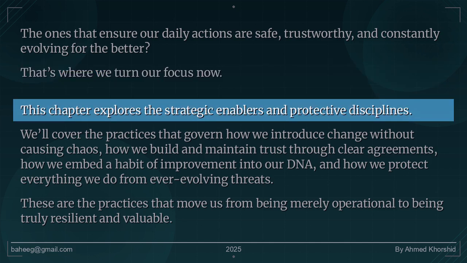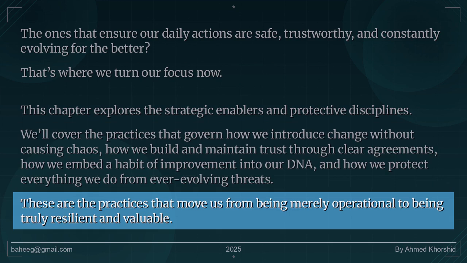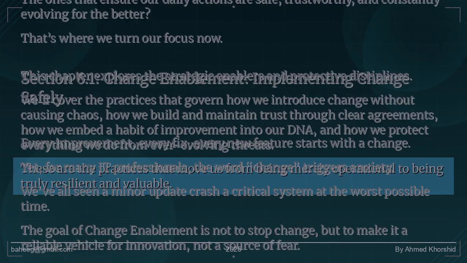This chapter explores the strategic enablers and protective disciplines. We'll cover the practices that govern how we introduce change without causing chaos, how we build and maintain trust through clear agreements, how we embed a habit of improvement into our DNA, and how we protect everything we do from ever-evolving threats. These are the practices that move us from being merely operational to being truly resilient and valuable.